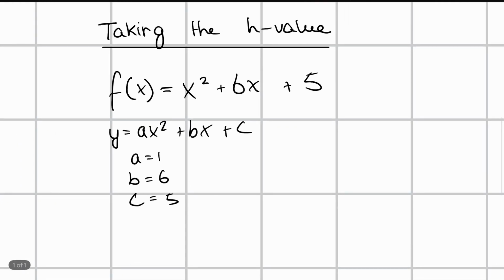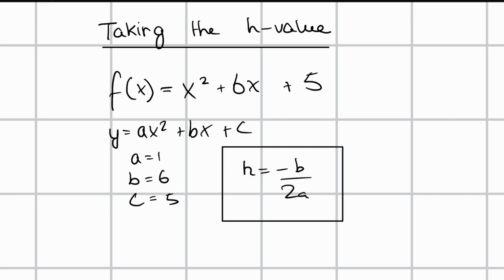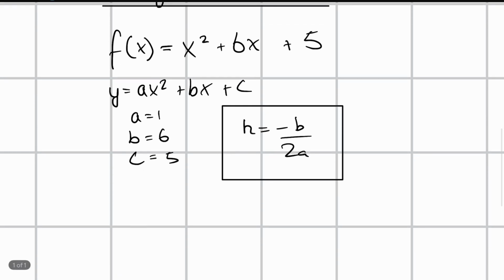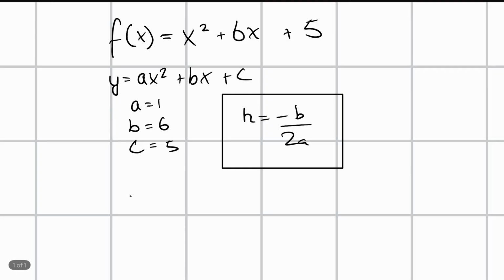All right. Now, this always works. Instead of completing the squares, h would always equal minus b over 2a. This will find you the h of the vertex. So in this case, h would equal minus 6 over 2 times 1, which is 2, which would equal 3, minus 3, sorry. So minus 3.